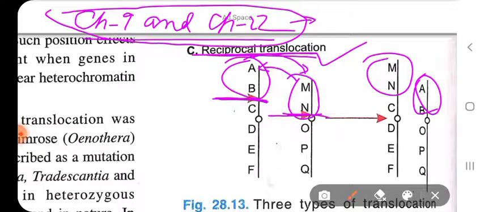Now, reciprocal translocations are of 2 types, which we will see. One is called homozygous reciprocal translocation, and the other is called heterozygous reciprocal translocation. Now what is homozygous reciprocal translocation and what is heterozygous reciprocal translocation? Let us see.